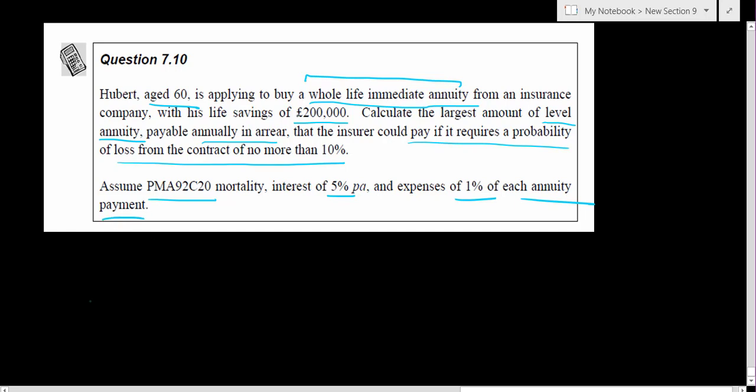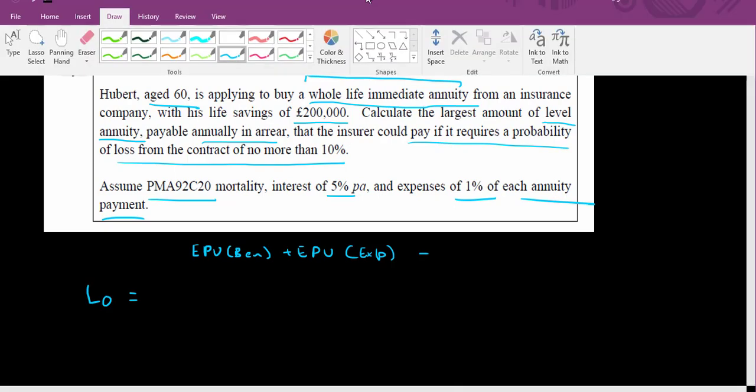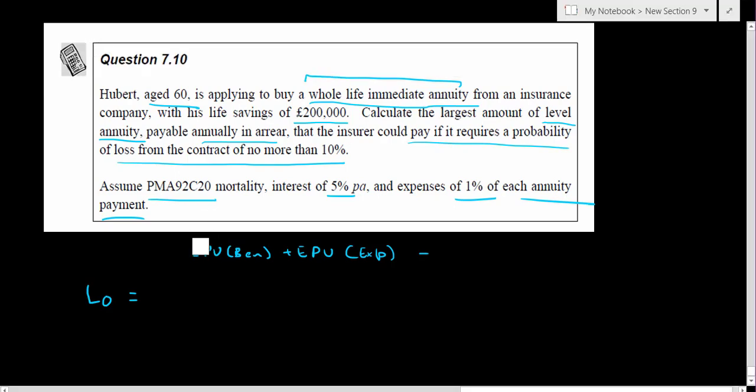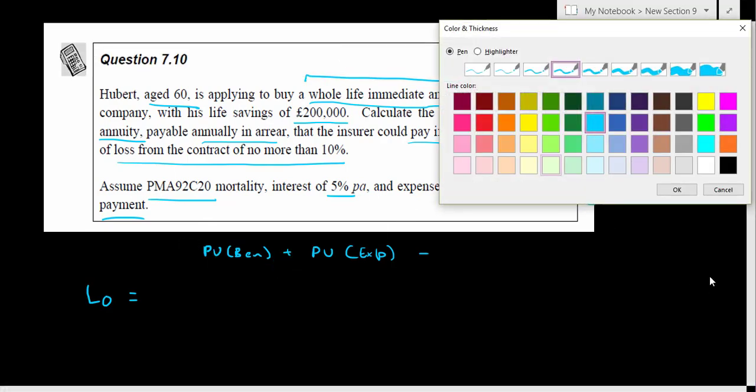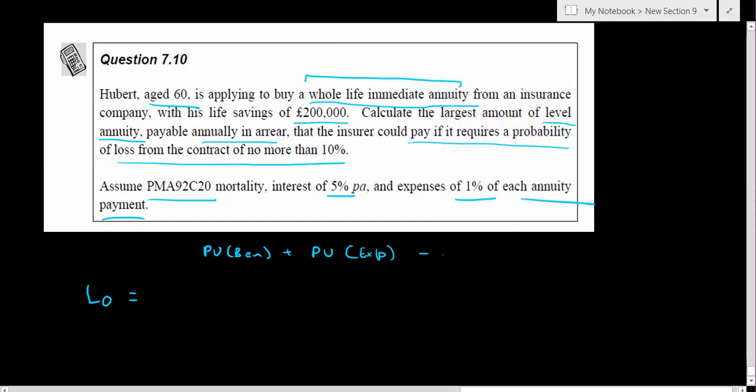So let's define the loss. L0 in this case would be the PV of the annuity, the PV of the benefit, plus the PV of the expense, minus not the EPVs, in fact the PVs, right? Because we are talking about the present value loss random variable. So these are the PVs, not the EPVs. So the PV of benefit plus the PV of expense minus the PV of premium makes a lot of sense.